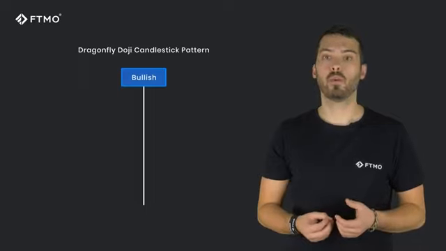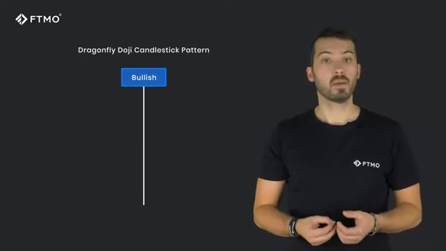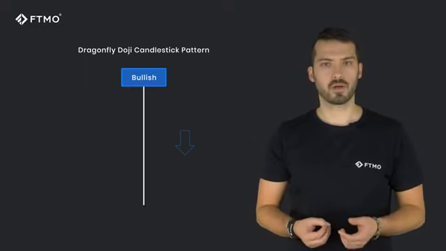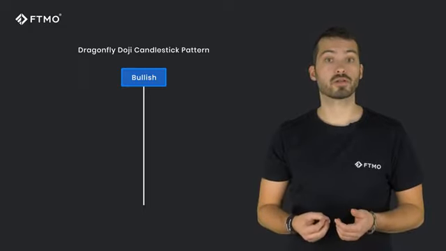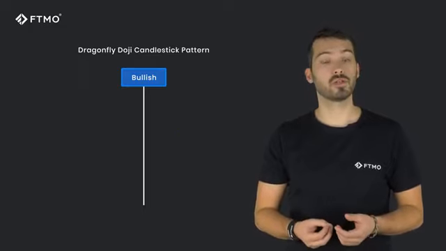Dragonfly doji is a bullish candlestick pattern. It shows us the fact that sellers try to step in, but buyers strongly overcame them and pushed the price back to open. In a downtrend, dragonfly doji gives us an indication that the market is ready to turn around. In an uptrend, we can use dragonfly doji as our continuation signal.